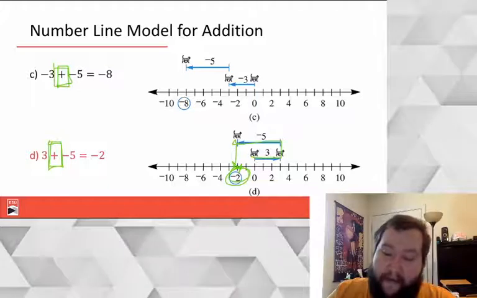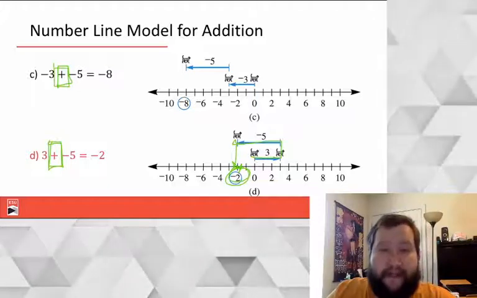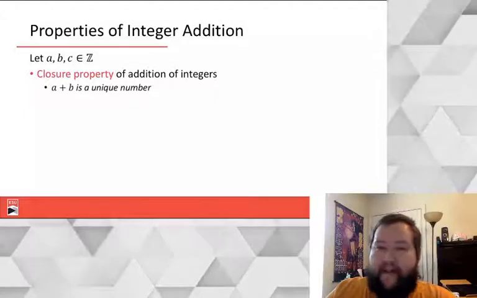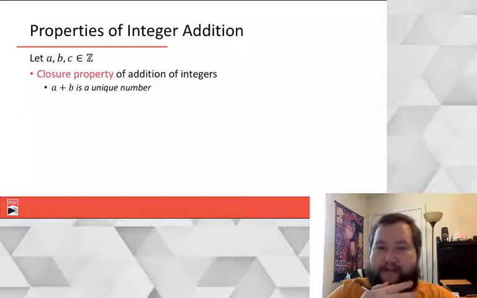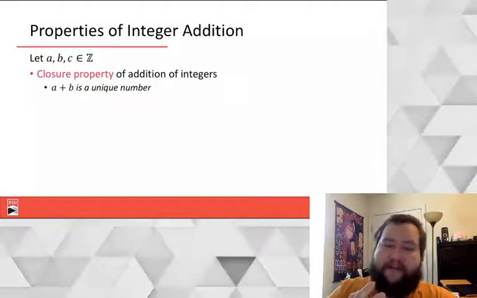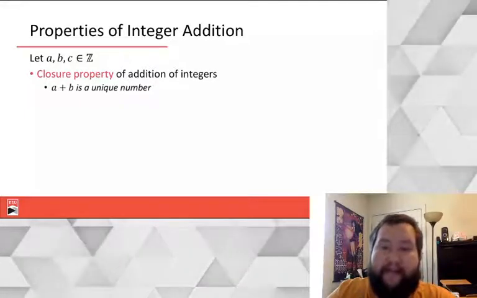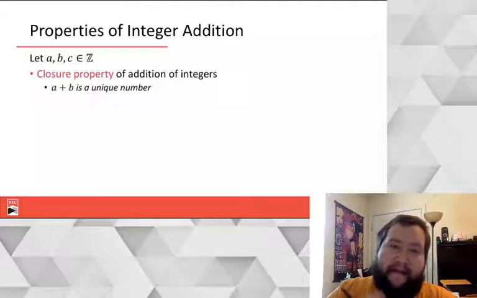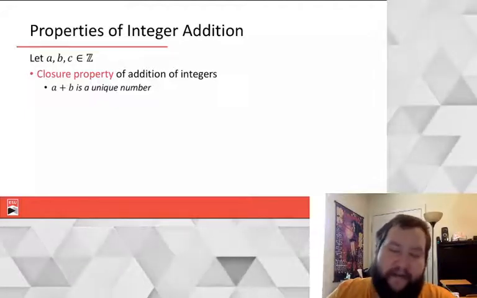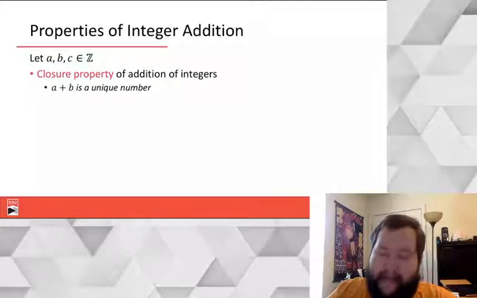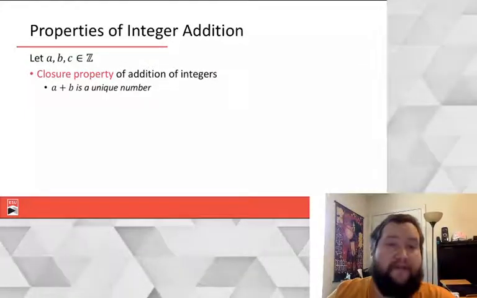So this is how we model addition. Of course, integers have properties. You could use the chip model, or you could do the combination of two sets, and the activity for Monday will do just that. But if we look at the combination of sets, or the integer number line model, what we see is that every time we add two integers, we get another.